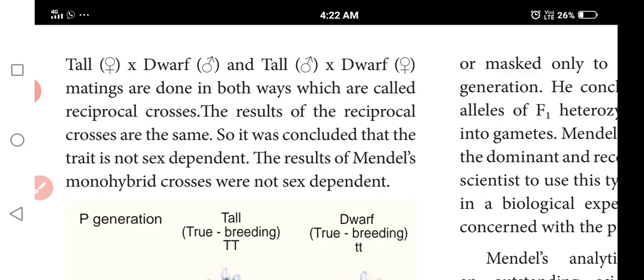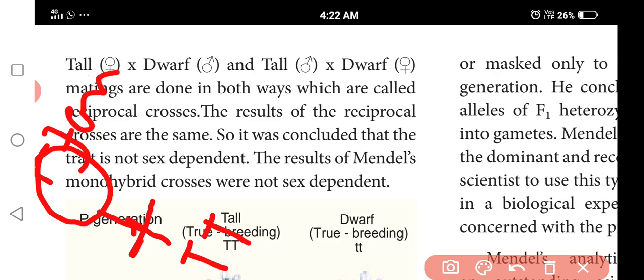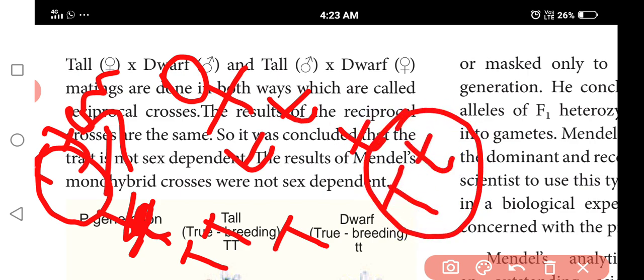So the first one, the female was tall, capital T capital T, and the dwarf plant was the male. In the next one, the dwarf plant is the female, small t, mating with the tall male. Both will segregate for gametes, capital T and small t, so heterozygous tall plants will be produced.